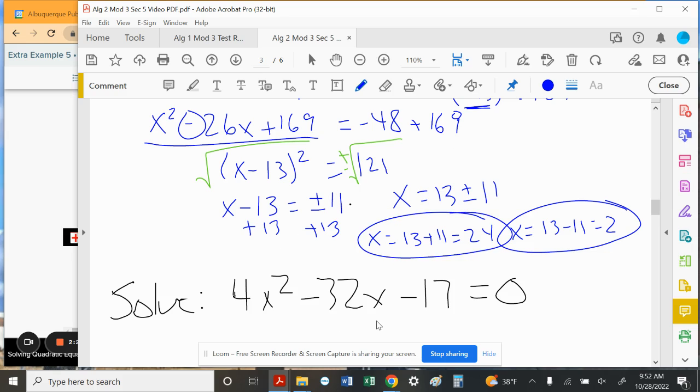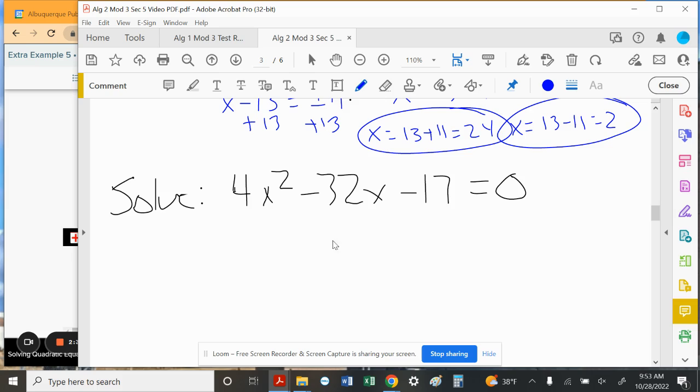Okay, so now we have one that's a lot more complicated. In this particular case, we have a number in front. Our first step is to see if we can divide it out. I can't divide it out evenly. I am going to divide it out though. So I'm going to take out a 4. So what I'm going to do now is divide everything by 4.